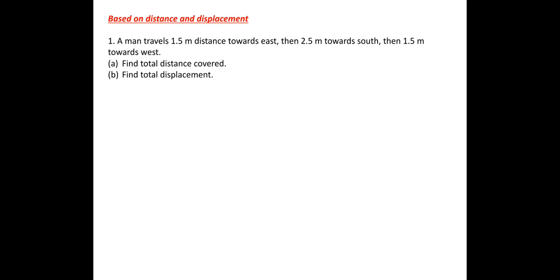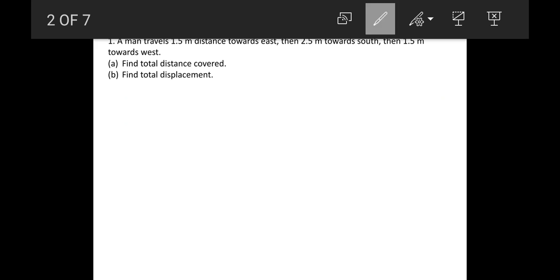The question says a man travels 1.5 meter distance towards east, then 2.5 meter towards south, and then 1.5 meter towards west. You have to find the total distance covered and the total displacement. In this type of question, the first thing you have to do is draw a diagram.